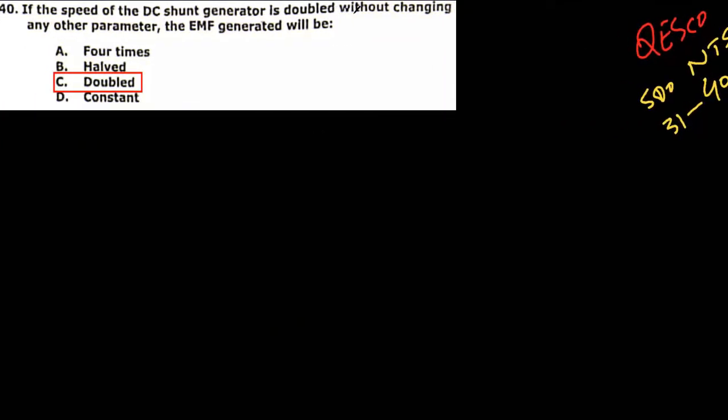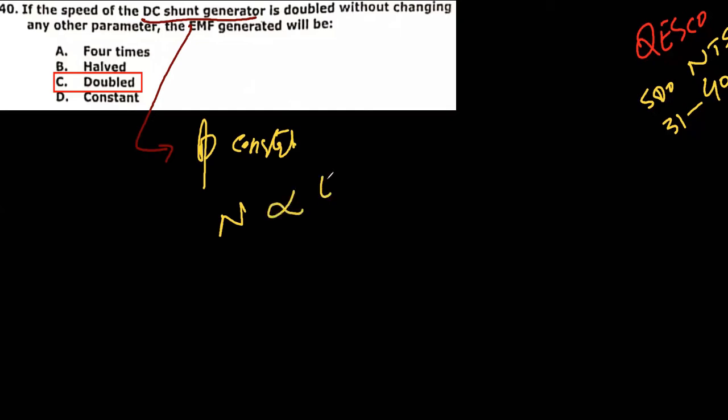Okay, next MCQ is: if the speed of the DC shunt generator is doubled without changing any other parameter, the EMF generated will be? Actually in a DC shunt generator, your flux will remain constant. The relation between speed, flux, and EMF is that the EMF is directly proportional to the speed and inversely proportional to the flux. So if the flux is constant and the speed gets doubled, then the EMF will also get doubled. So option C is the correct answer.